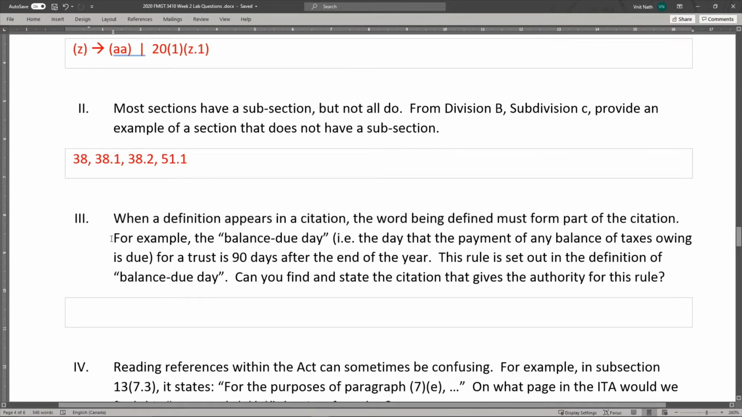Let's keep going. For example, the balance due day. The question implies balance due day is its own defined term, i.e., the day that the payment of any balance of taxes owing is due for a trust is 90 days after the end of the year.